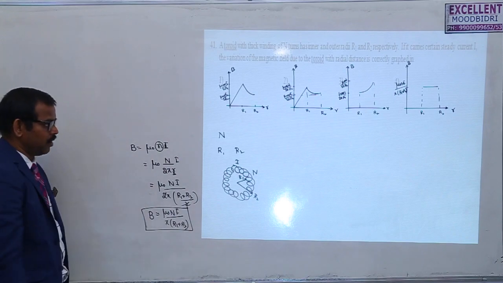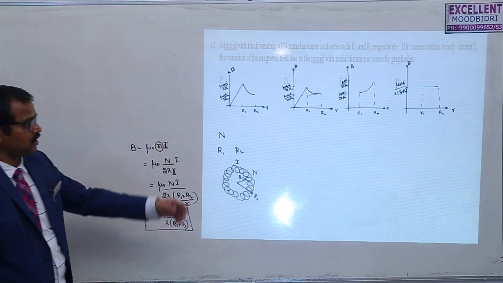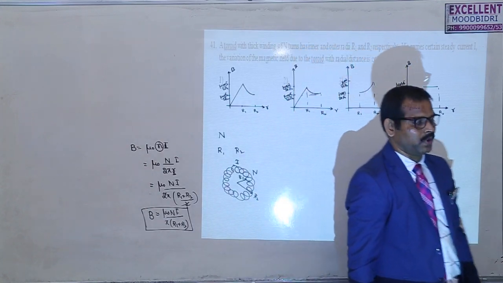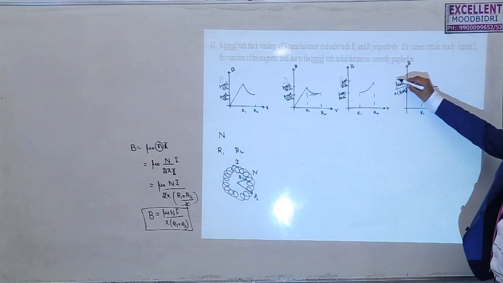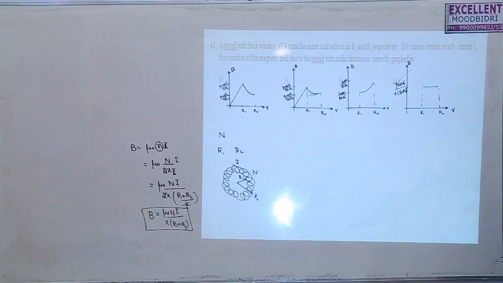So this value is constant. This is the average magnetic field. From the diagram it is clear that this is mu naught N I by pi (r1 plus r2). So option 4 is correct here.